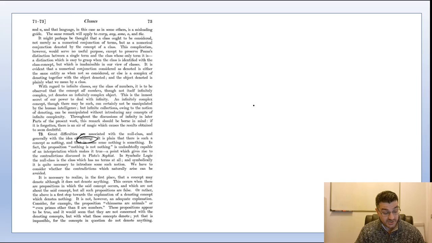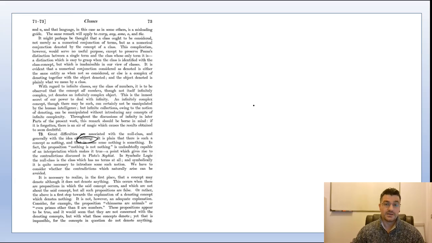It's plain that there is such a concept as nothing. See, he uses the italics there again, and that's clearly about the concept nothing. So I think he's talking about nothing the concept in each case. And that in some sense nothing is something. In fact, the proposition nothing is not nothing is undoubtedly capable of an interpretation which makes it true, a point which gives rise to the contradictions discussed in Plato's Sophist. In symbolic logic, the null class is the class which has no terms at all, and symbolically it is quite necessary to introduce some such notion.